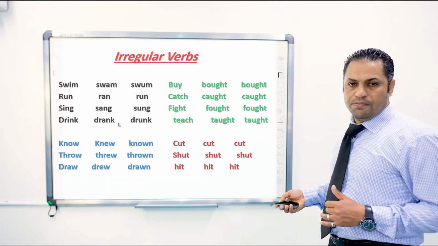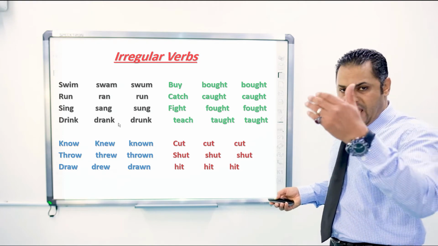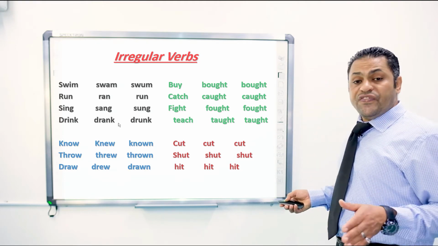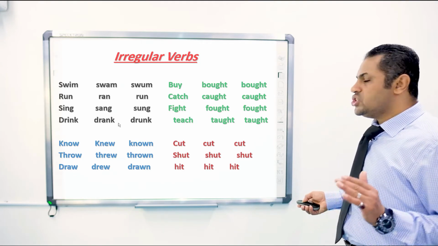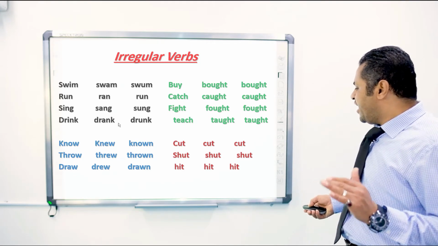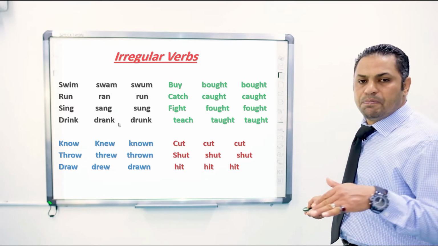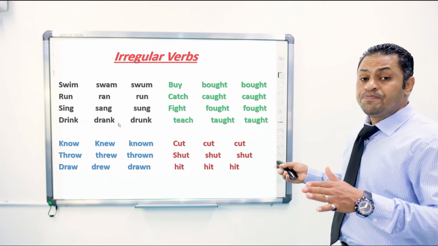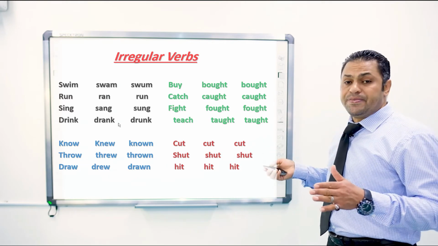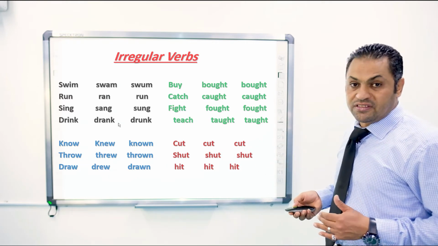It's another group. You can keep it easily as a whole. The verbs that don't change ever: cut, cut, cut; shut, shut, shut; hit, hit, hit; put, put, put. It's another group to keep carefully. So if you divide the irregular verbs into groups, you can keep them easily.